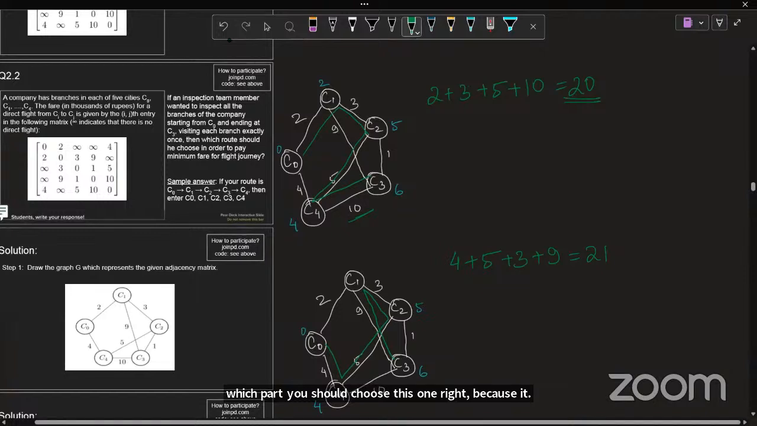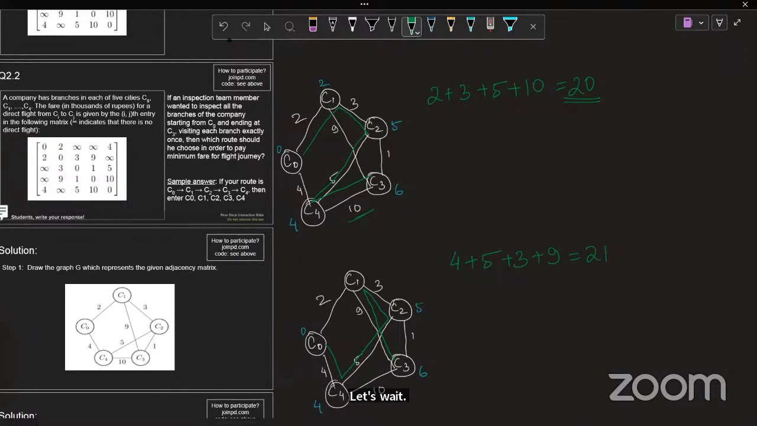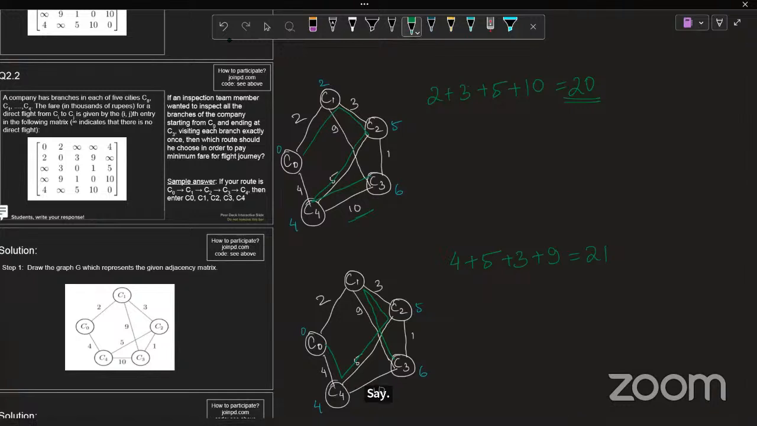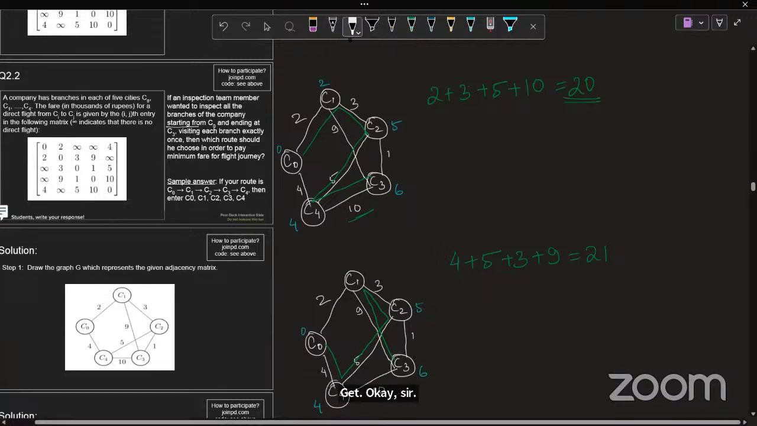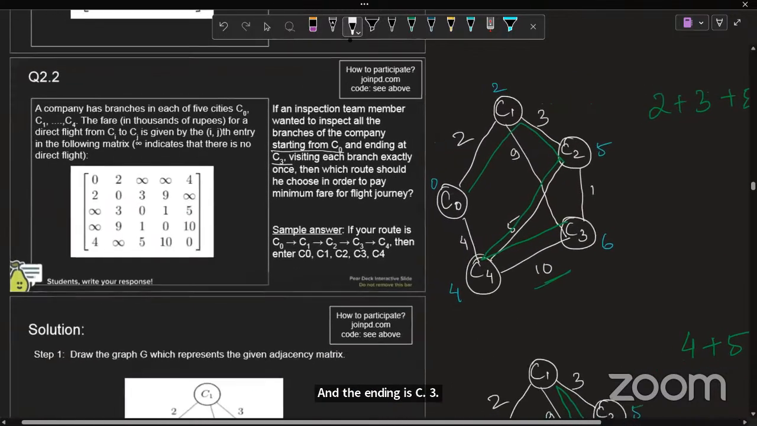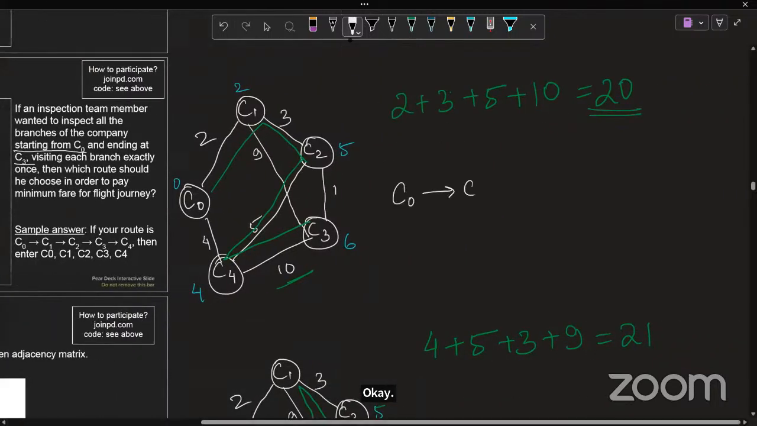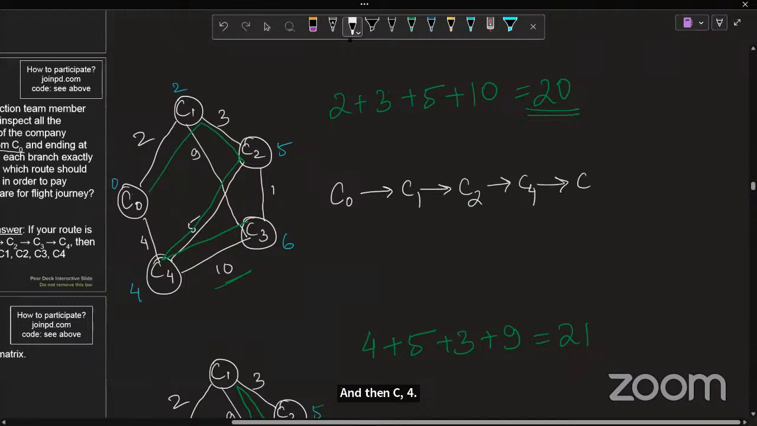See, are there any other possibilities? C4 to C0, C1, C2, C3, not possible. Sorry, C4 to C0. You have to start with C0, right? The starting and ending are already mentioned here. The starting is C0 and the ending is C3. Okay, sir. So the path will be C0 to C1, and then C1 to C2, and then C4, then C3.